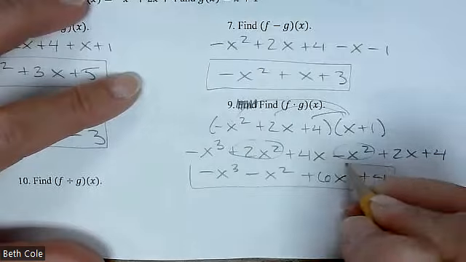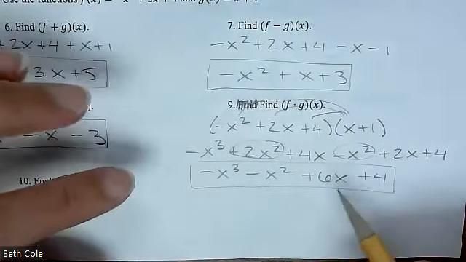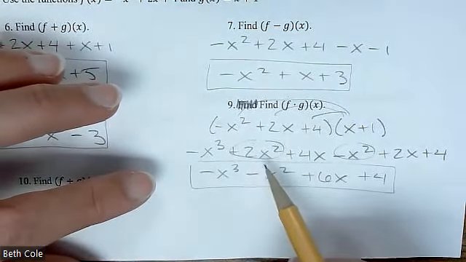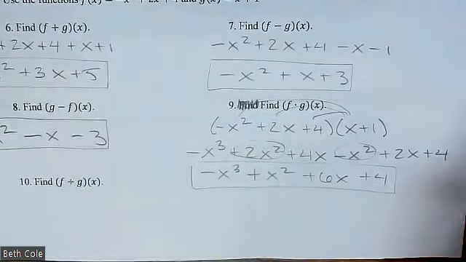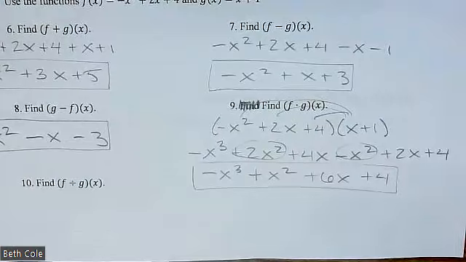Did anyone get the same thing? Yeah. What did I do? I got plus x. Oh, that's correct. 2 minus 1 is 1, positive 1, plus 6x plus 4.